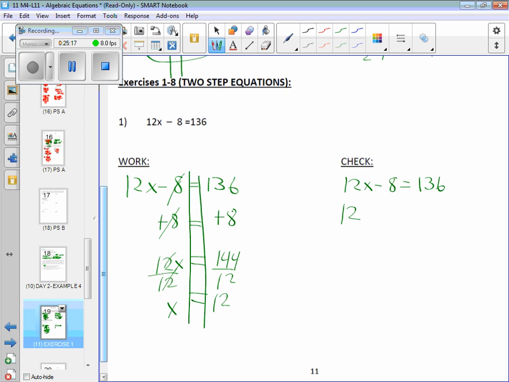Substitute in what for x? 12. What do I do first? Answer, 144. And then 144 minus 8 is 136. Got it. Cool.